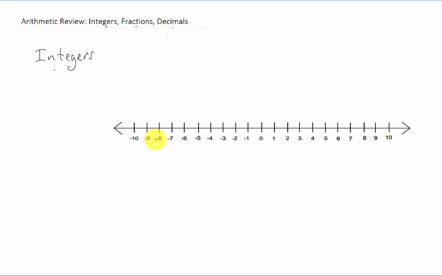Now, every tick on this number line is an integer. The integers are made up of the counting numbers, that's 1, 2, 3, 4, 5, 6, and so on, the negative counting numbers, that's negative 1, 2, 3, 4, 5, 6, and so on, and 0. And very, very frequently in math classes, we want to combine integers by adding, subtracting, multiplying, and dividing. Let's do the very basics first.